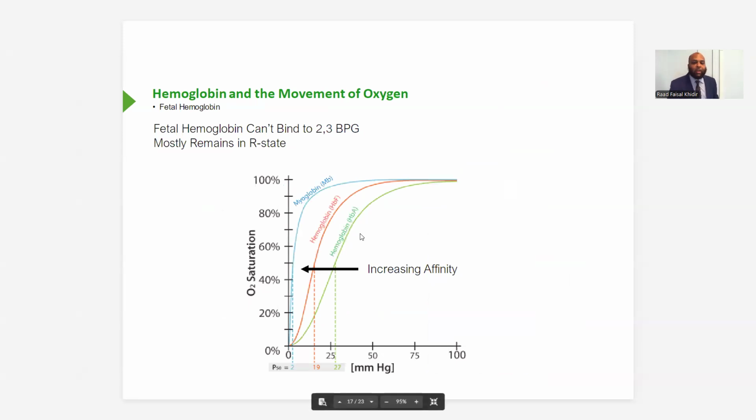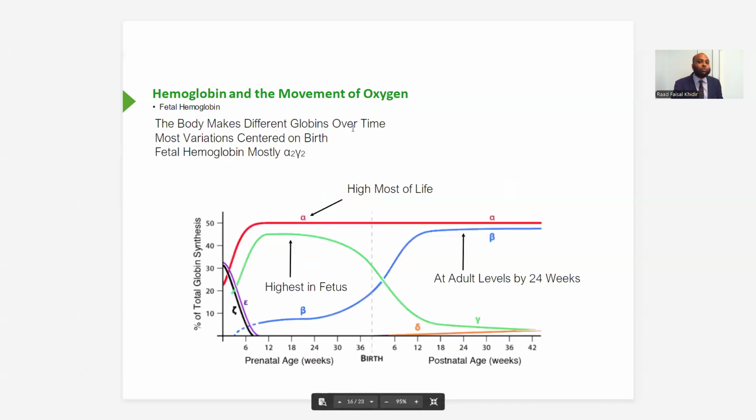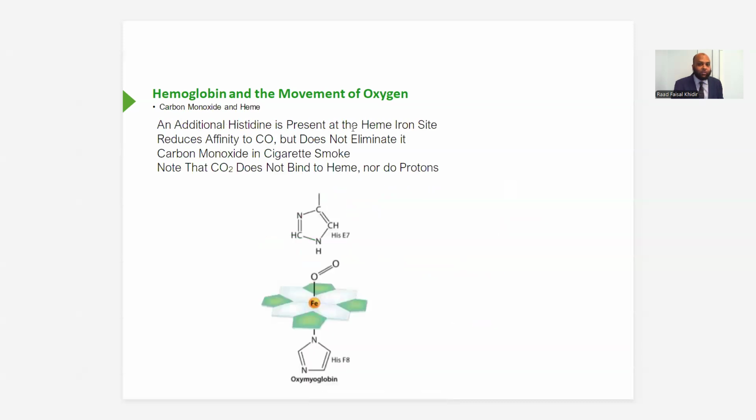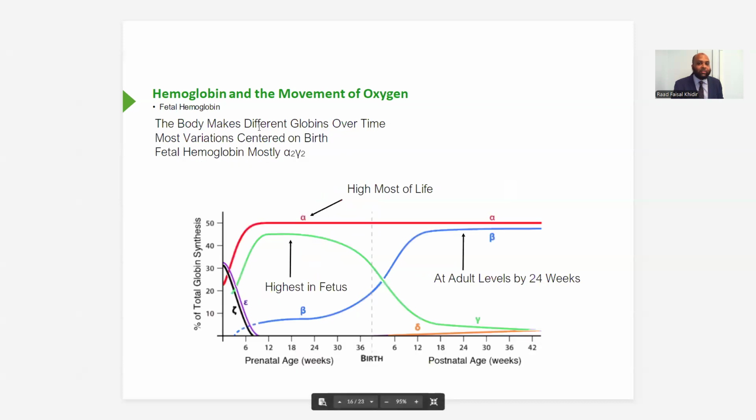You see? That's the baby, the red. So fetal hemoglobin can't bind to this 2,3-BPG and remains all the time in the R state, saturated with oxygen. So the hemoglobin is saturated with oxygen, but it is not susceptible to 2,3-BPG. That's why the body makes different globins over time. Most variations are centered on birth. But fetal hemoglobin, this is so important.